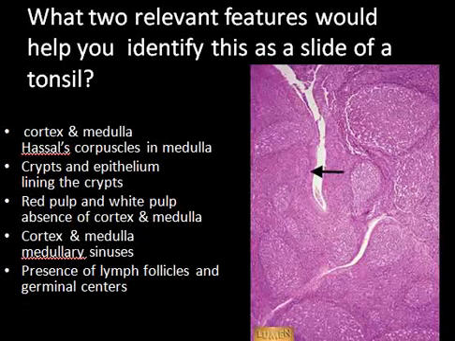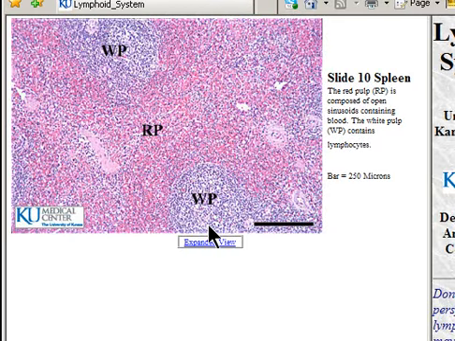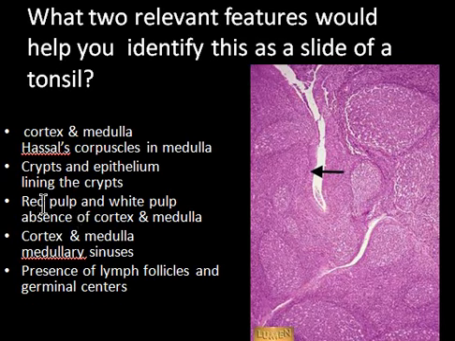And just to show you the spleen, so here is an image of the spleen where you can see this red pulp and white pulp, and you can see that it has a very, very typical red and blue appearance. No, you cannot see any crypts, any epithelium lining it. So therefore, this is not the answer which tells you that this is what would identify it as the tonsil.